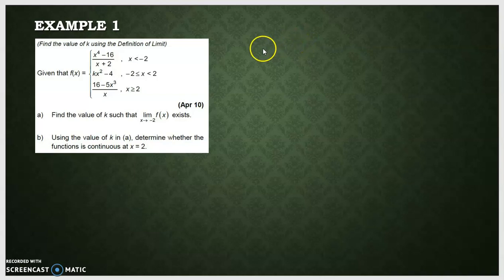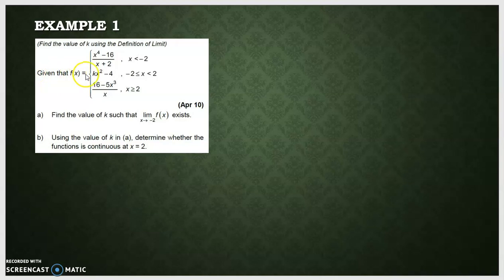Now we look at example 1 for the question of continuity. In this question, find the value of k using the definition of limit. So in this question, we will try to find the value of k using the definition of limits. Before this, let's look at the question.